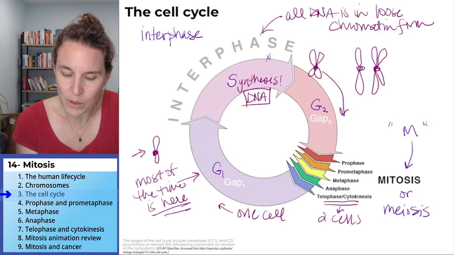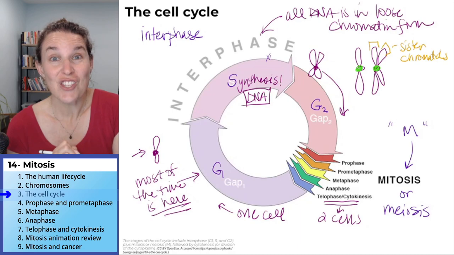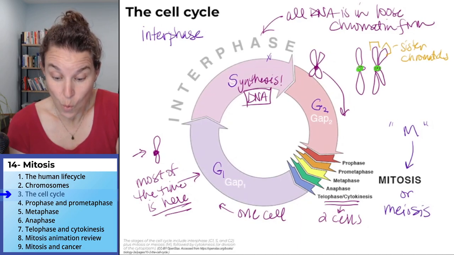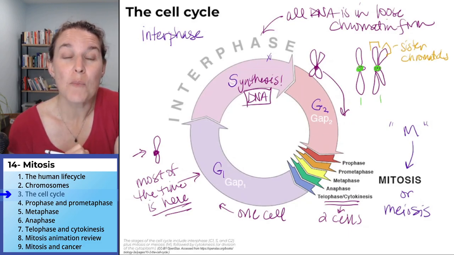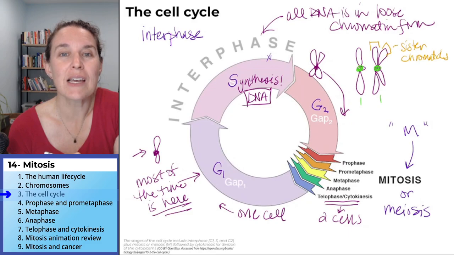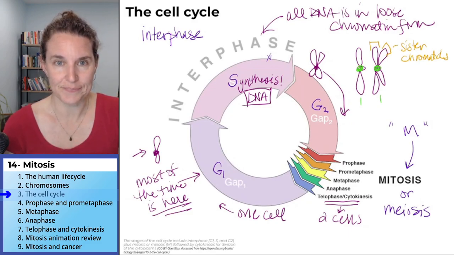These two butterfly wings are called sister chromatids. They are still connected at the centromere. So here's one chromosome because there's one centromere. Here's one chromosome because there's one centromere. But the second chromosome has sister chromatids, twice as much DNA.